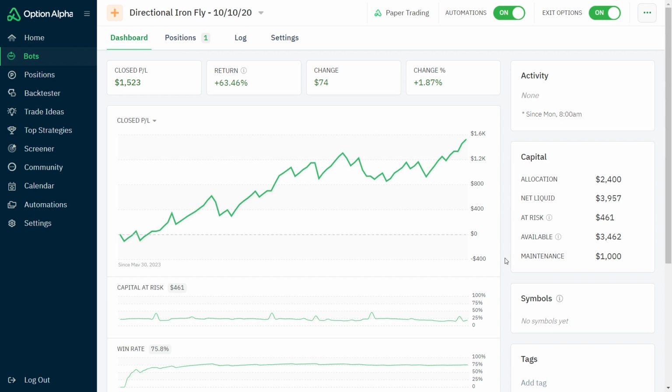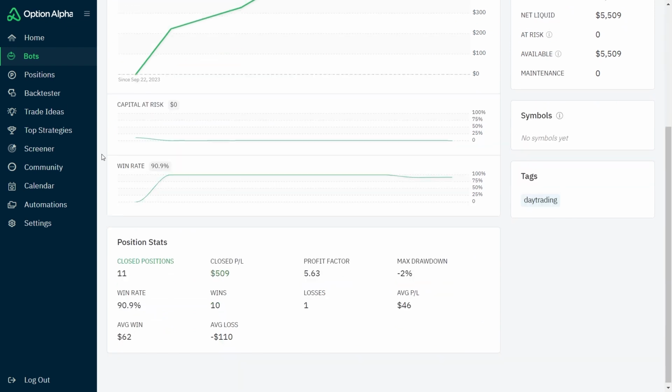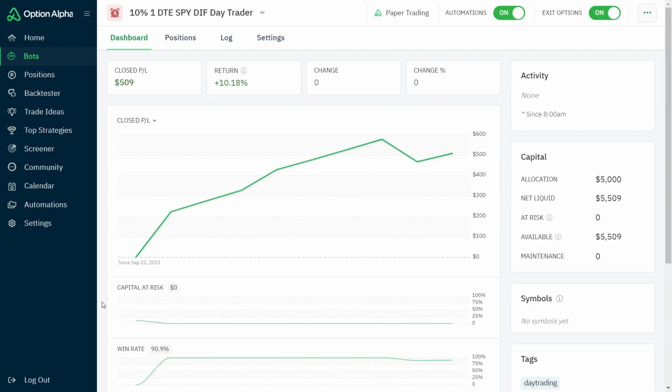I shortened the DTE because it would technically have much faster or much greater theta decay, and it would be able to hit that 10% profit target very quickly. That was the idea behind it. So coming back to this day trading version, you can see only 11 trades have closed so far, and 10 of them have been winners, one loser, about a 91% win rate. So this video is going to be about making this particular bot. Let's take a look into the settings of how this bot was made.